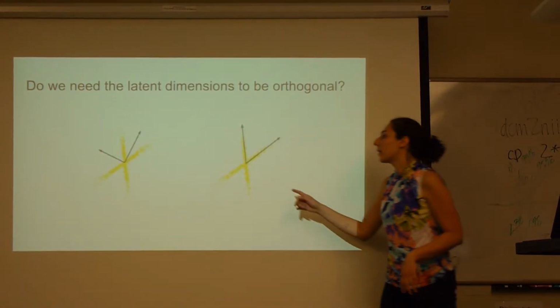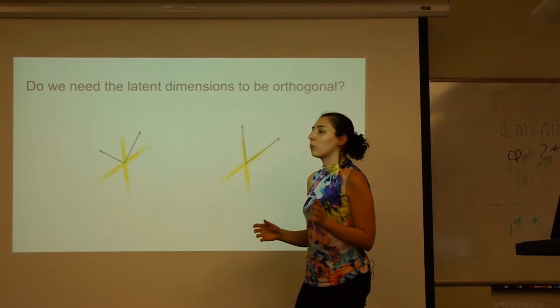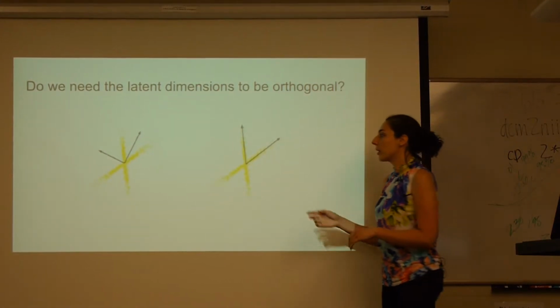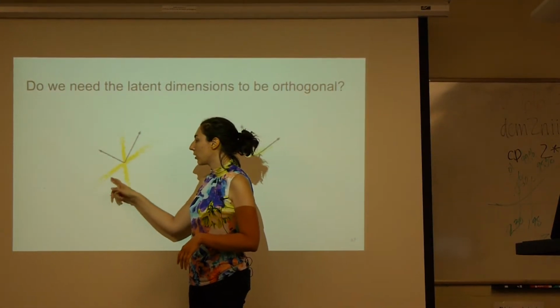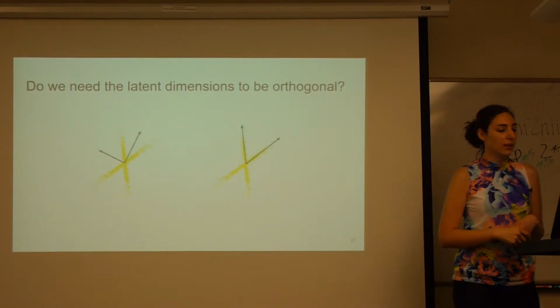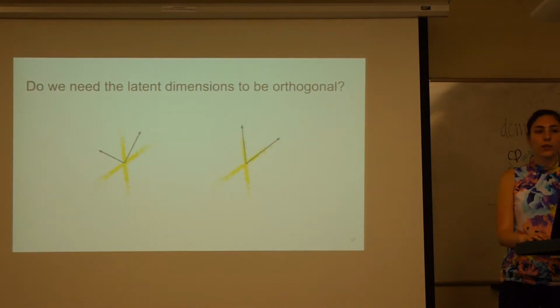Right? So if you have this yellow observed data here, PCA would be looking for two components that are orthogonal to each other, but our data is clearly not orthogonal. It's at this angle. But it still looks like it's pretty independent. So can we have components that are not orthogonal?